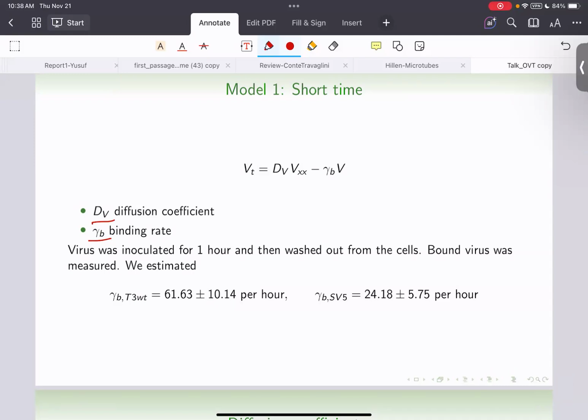And for the binding rate, the virus was inoculated for 1 hour and then washed out from the cells. So then we know how many virus particles bind per hour. And from this, we can estimate the binding rate for the wild type to be 61.6 per hour, and for the supervirus 24.1 per hour. So significantly lower for the supervirus.